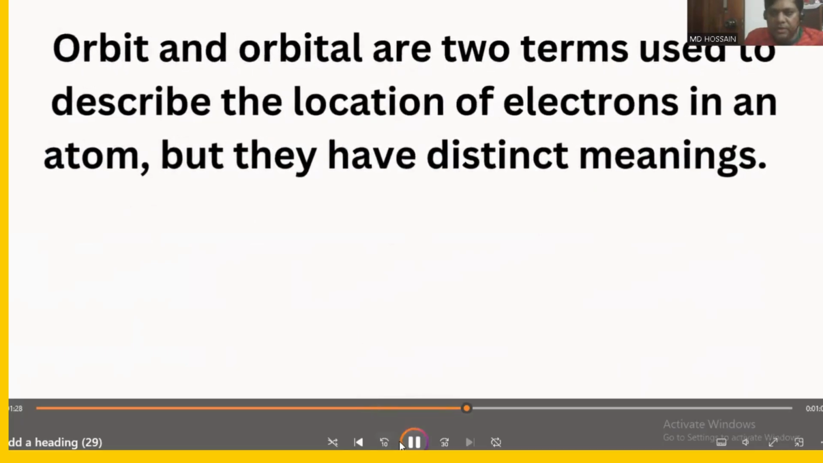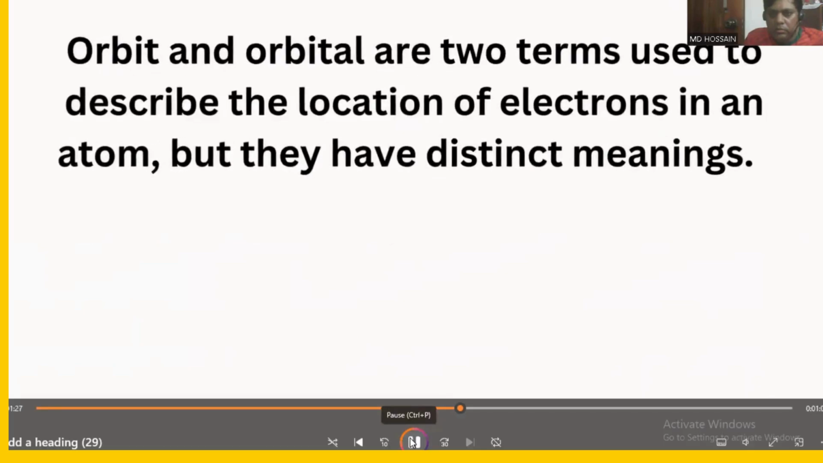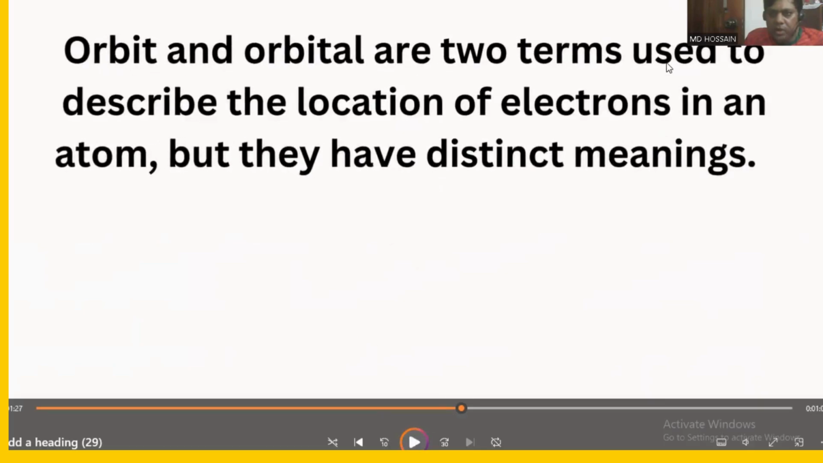Here is the definition. You can see here: orbit and orbital. Orbit and orbital are two terms used to describe the locations of electrons. What does location mean? Location is equivalent to the position of electrons. What I said? The positions of electrons.